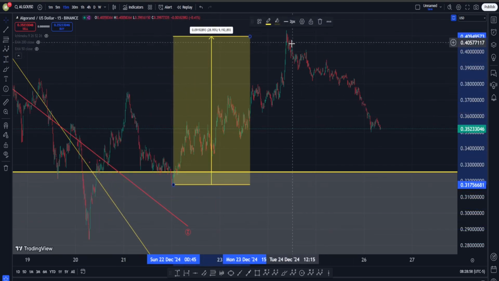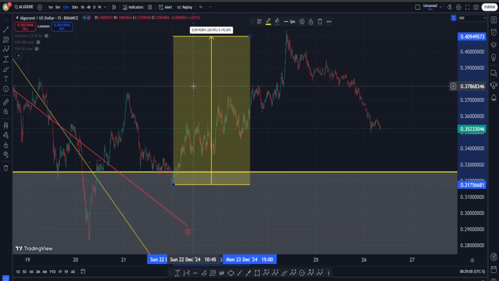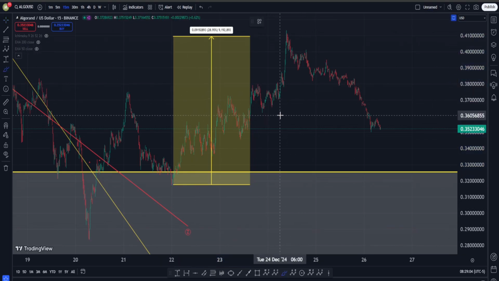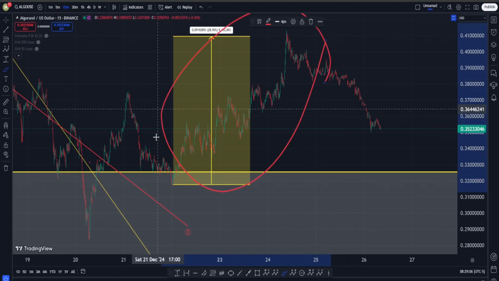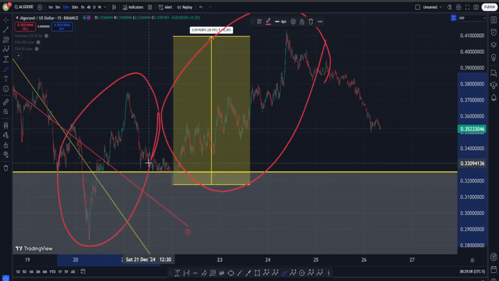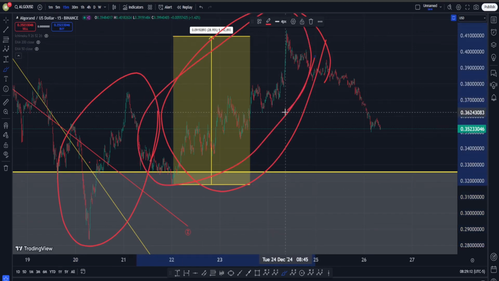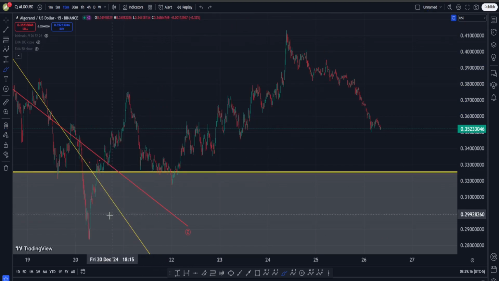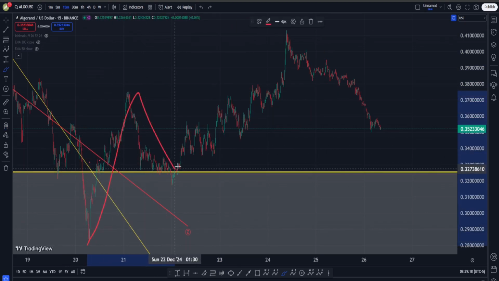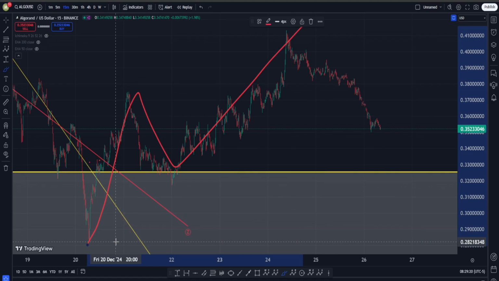As you can see, these two moves are actually quite similar in terms of size. And that makes me say, you know what, maybe this and also this one are going to be from the same degree. And since in here we're not able to find an impulse, then okay, look, we are probably dealing with a corrective movement off of the lowest low in here, about 28 cents, and not an impulse.